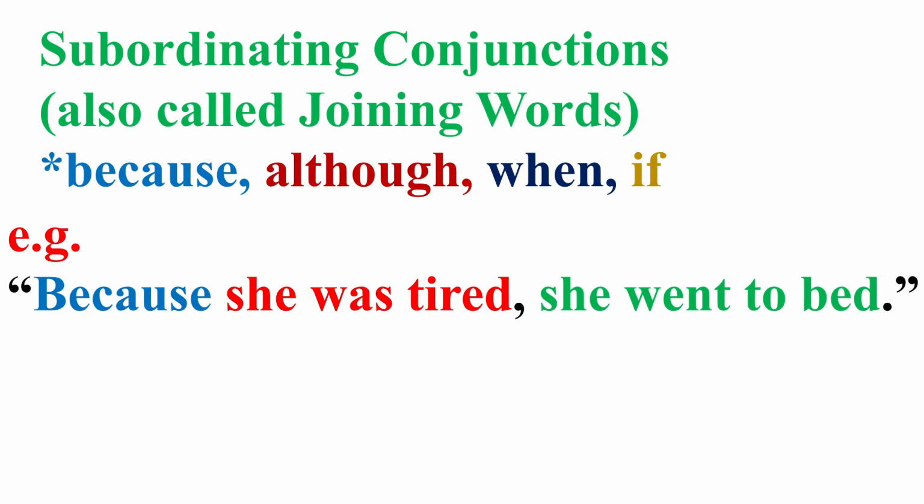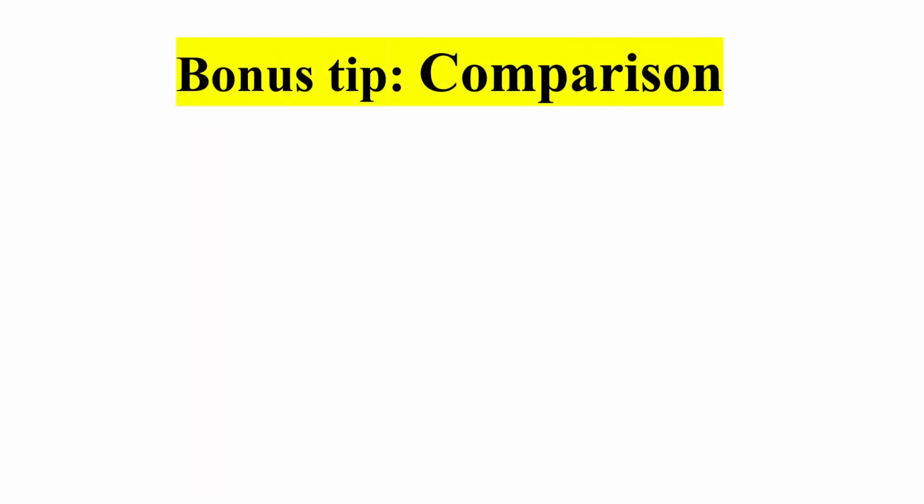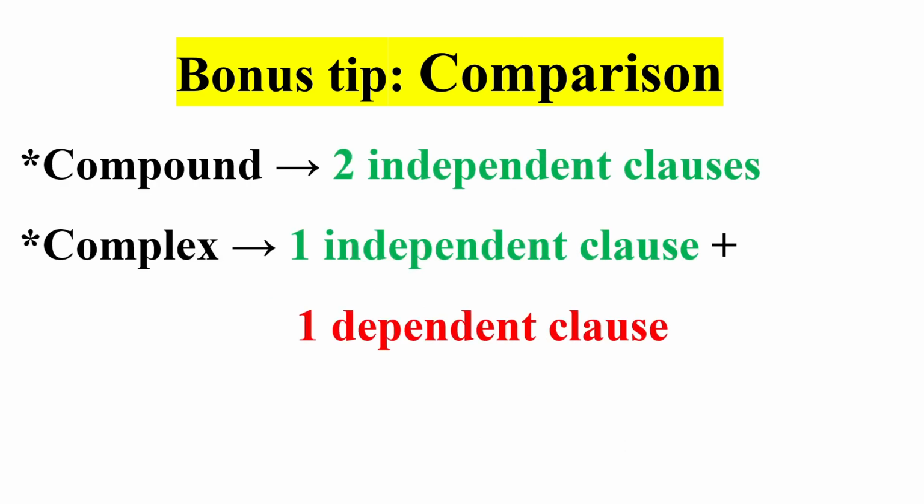Let us look at an example. Because she was tired, she went to bed. Dependent clause, because she was tired. Independent clause, she went to bed. So this is an example of a complex sentence. Remember everyone, a compound sentence has two independent clauses, but a complex sentence has only one independent clause and one dependent clause. I hope everyone understands this part.